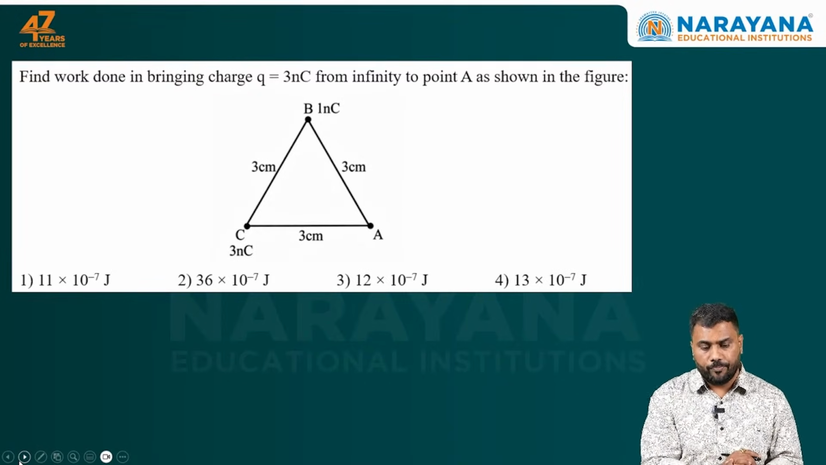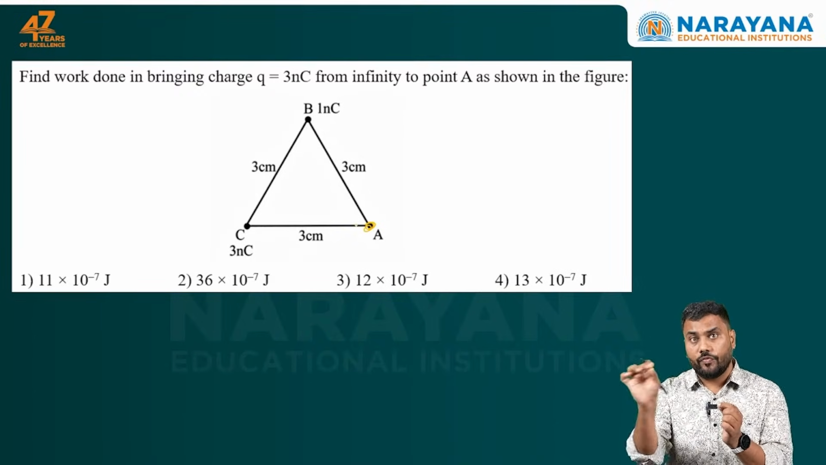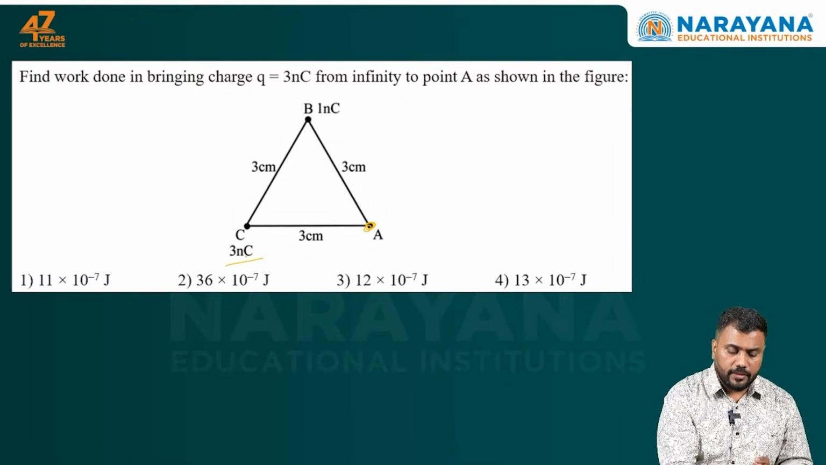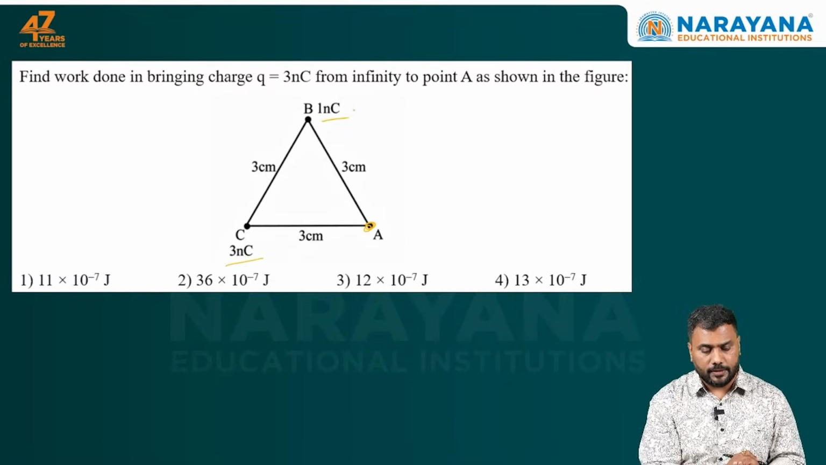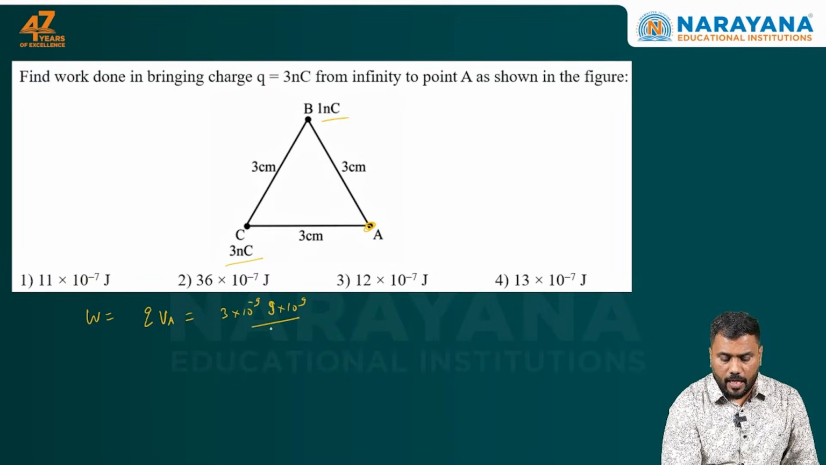shown in the diagram. If you look, point A is a corner of an equilateral triangle whose other two vertices B and C also have charges 3 nanocoulomb and 1 nanocoulomb. So the potential at point A times the charge that you are bringing should be the work done by you. The charge that you are bringing is 3 nanocoulomb, 10 power minus 9 coulomb, and the potential at point A can be written as K is going to be common, K Q by R, 3 centimeter, it is common.